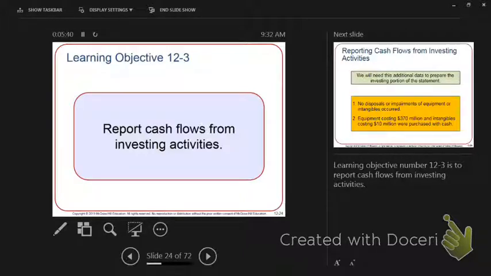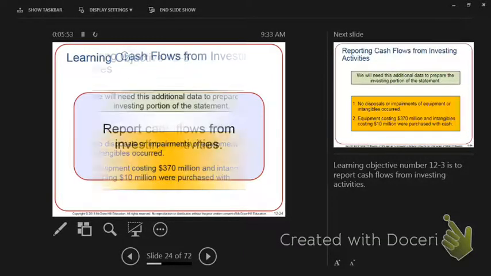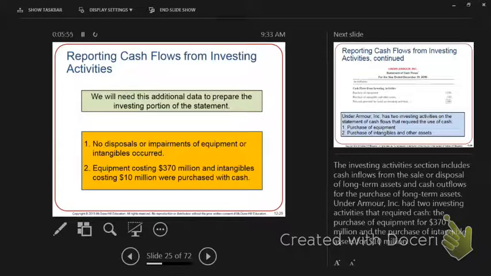Is it an investing activity? Great. If it is, did we spend cash or did we receive cash? If you spend cash, you're going to take it away. If you receive cash, you're going to add it back in. So, no disposals of equipment, but this company, Under Armour, purchased equipment costing $370 million and intangibles costing $10 million. So what do you expect they're going to show on their investing activities?